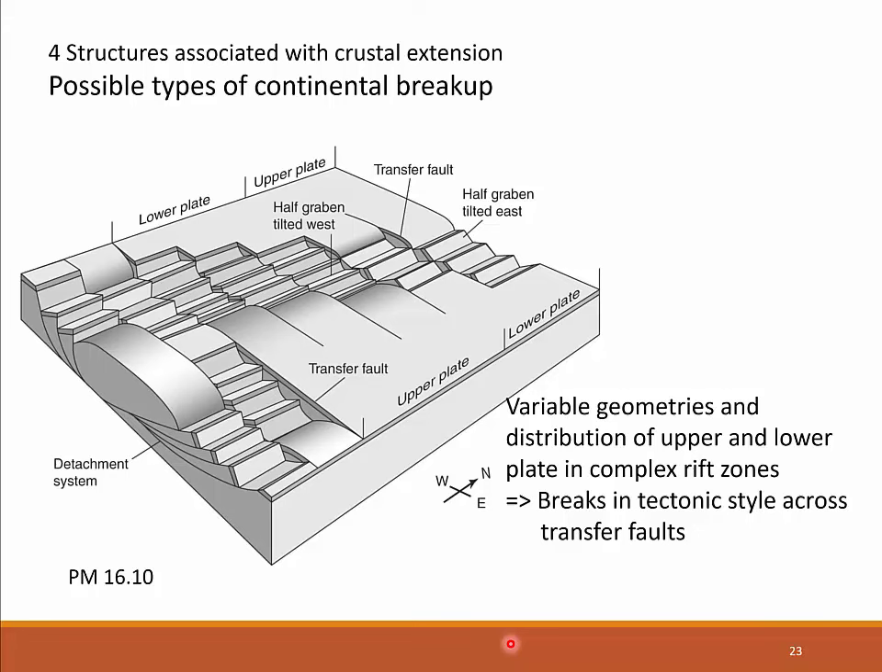In this diagram we see a kind of a compilation of different types of continental extension. From left to right we see first segments that are dominated by pure shear or Mackenzie type rifting. Then we see here various types of simple shear rifting, and the different domains are separated by steep faults which we call transfer faults.